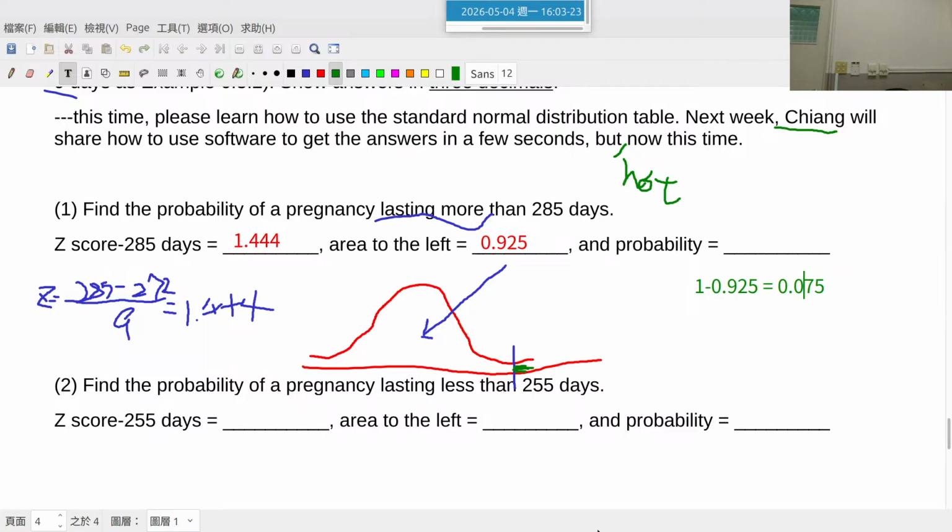Sorry, my hand drawing is horrible. I know that. And how to get rid of this? The whole area minus 0.925, and we get the answer 0.075 here.